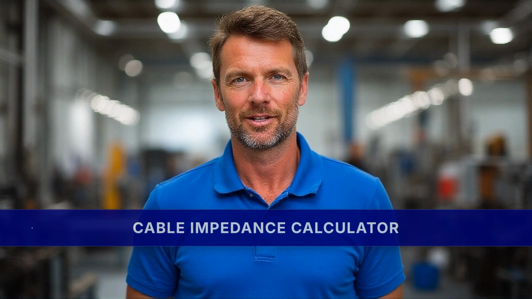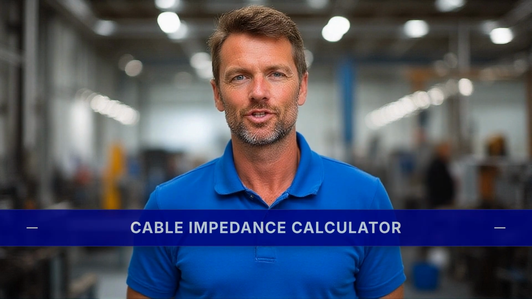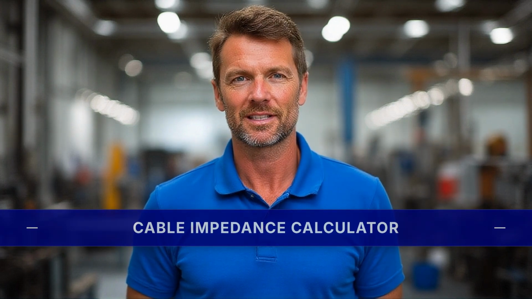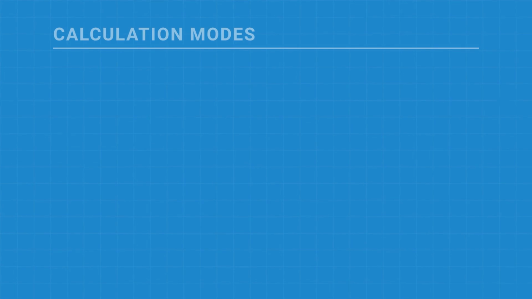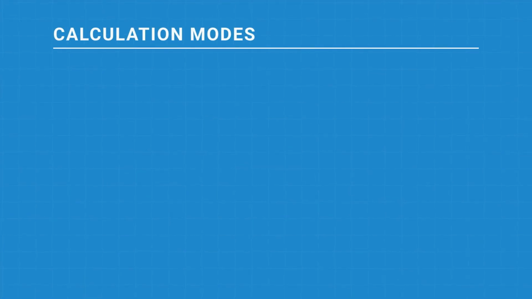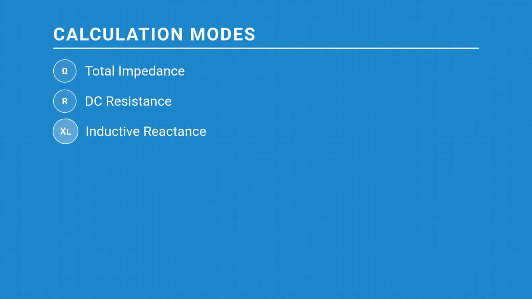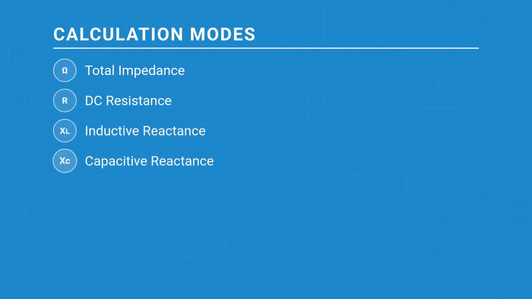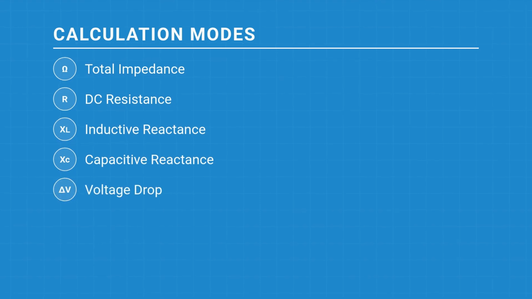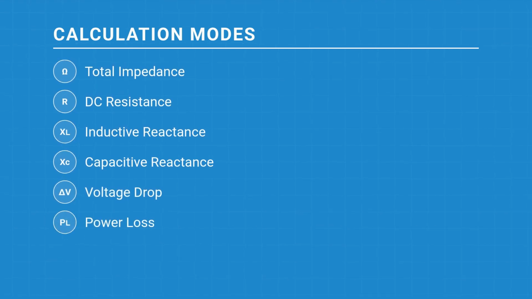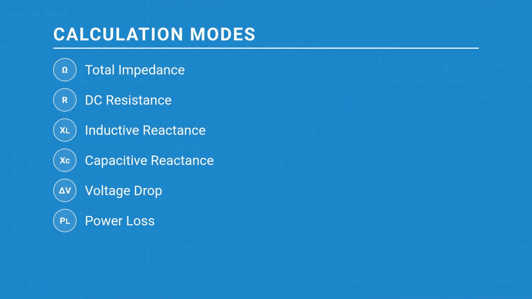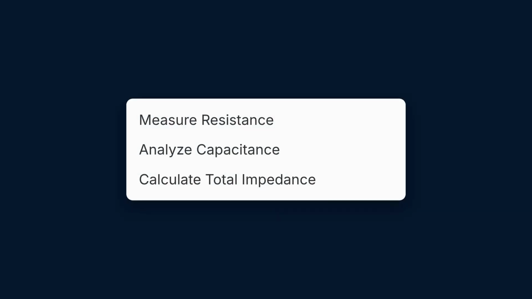The Cable Impedance Interactive Calculator helps engineers determine electrical impedance characteristics for cable systems. Let's look at the input fields. First, select your calculation mode from the drop-down menu. You can choose Calculate Total Impedance, Calculate DC Resistance, Calculate Inductive Reactance, Calculate Capacitive Reactance, Calculate Voltage Drop, or Calculate Power Loss. For this demo, we're using Calculate Total Impedance.